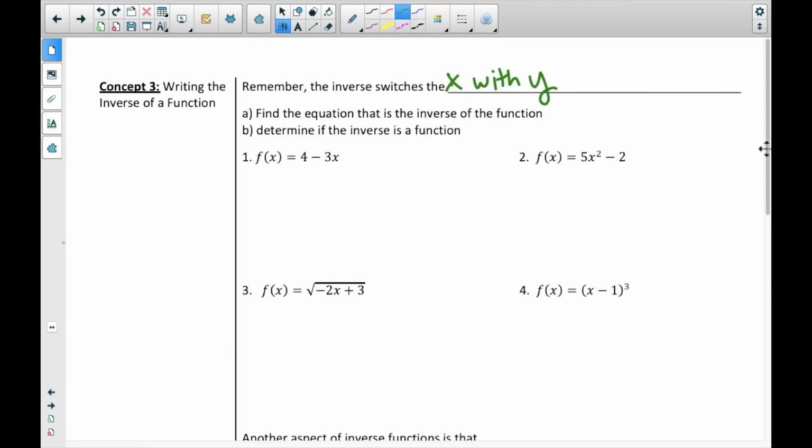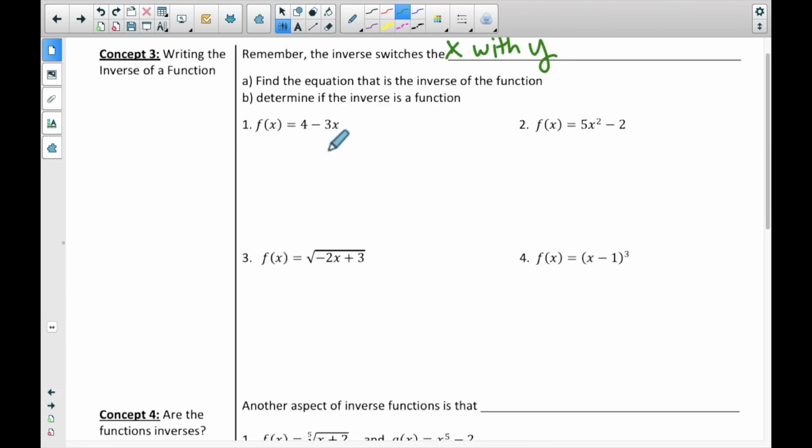All right, remember that the inverse switches the x value with the y value. So we're going to talk about now how to do that algebraically. On the other side, we talked about how to do it on a graph. Now we're going to talk about how to do it through algebra, through equations. So find the equation that is the inverse of the function and then determine if the inverse is a function. I will say you might want to try to write kind of small, because we're going to try to fit some stuff in here. I'm going to list some things out in the margin here.